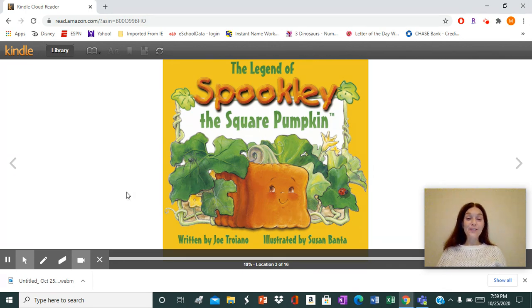Here is the cover of our book. That's the title, the words The Legend of Spookley the Square Pumpkin. And here's the picture. Now, the picture on the cover of a book always gives us a clue as to what the book might be about.